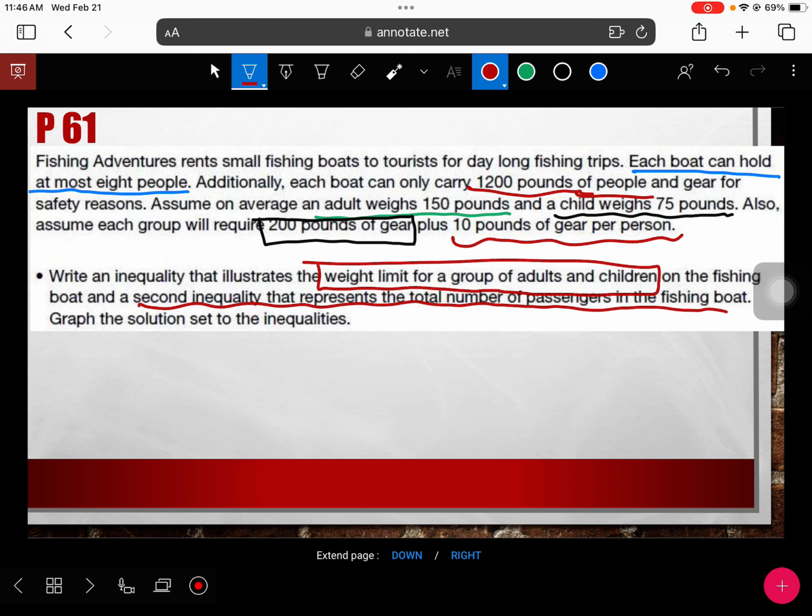I'm not going to worry about graphing right now. So I'm going to give you 5 minutes, because we've done a couple of these together. I want you to see if you can come up with those 2 inequalities. Not asking you to solve, just try to come up with the inequalities, okay?